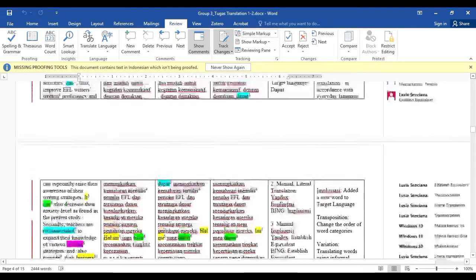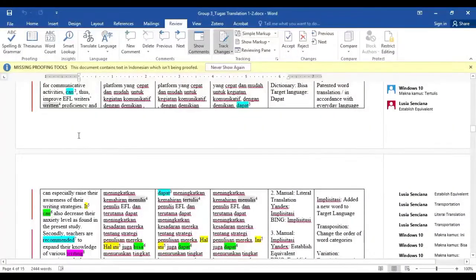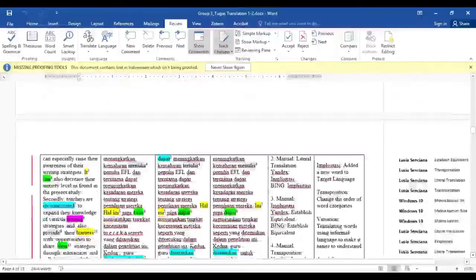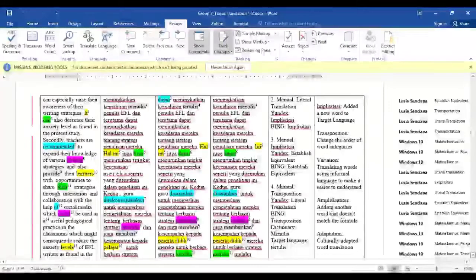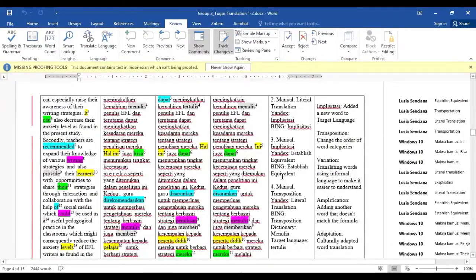Next is number 4. Number 4 is written. Written in the dictionary meaning is menulis. And in the manual translator interpreted to menulis, in the Yandex is tertulis, and in the Bing is menulis. So method number 4 is manual translator using transposition.